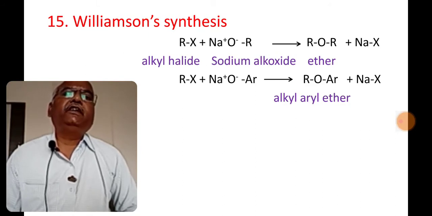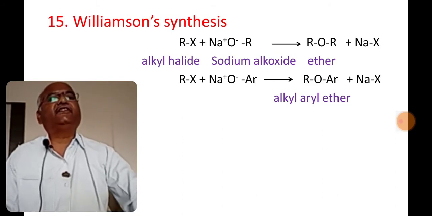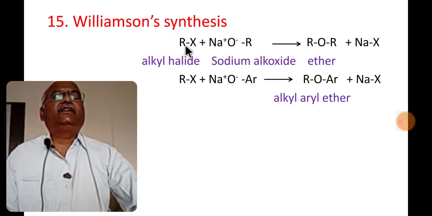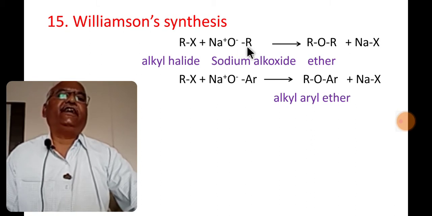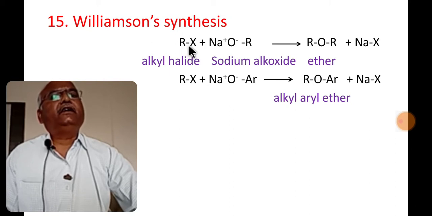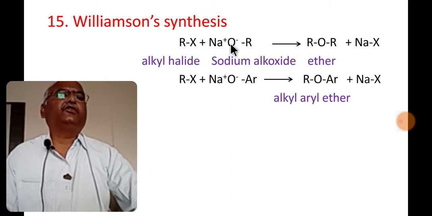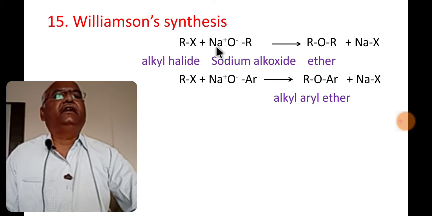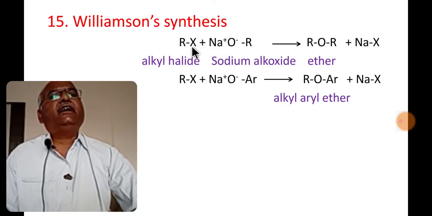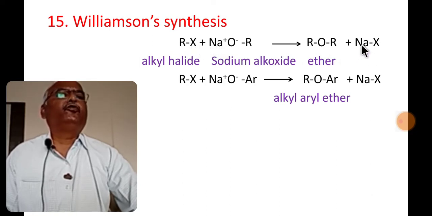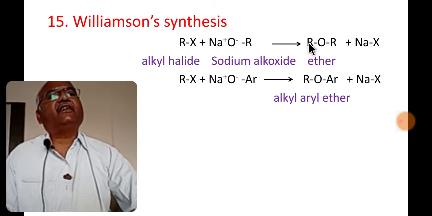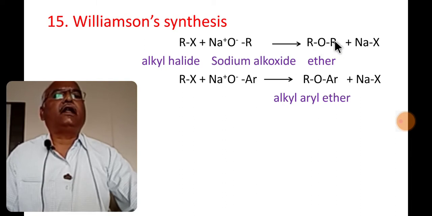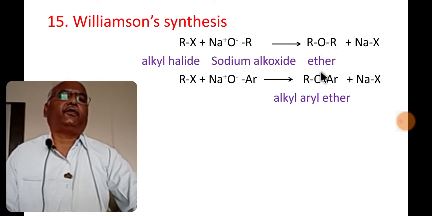Reaction number 15, Williamson synthesis. This is alkyl halide and this is NaOR, sodium alkoxide. Alkyl halide is treated with sodium alkoxide. Na reacts with X and sodium halide is the side product. Main product is ROR, that is ether is produced.